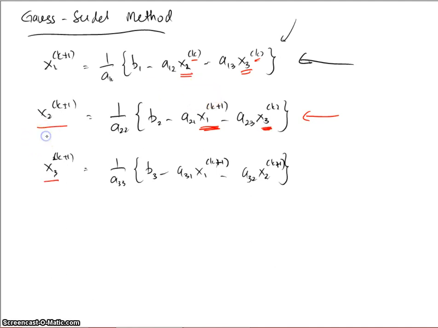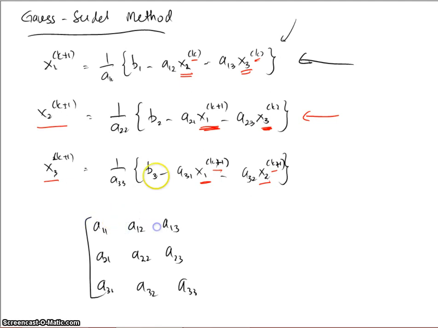And if you look at x3, both x1 and x2 are the new values, and they are multiplied to a31 and a32. So what I'm trying to show you here is this. If I rewrite the coefficient matrix, I will get something like that. You have a11, a12, a13, a21, a22, and a23, and here you have a31, a32, and a33.